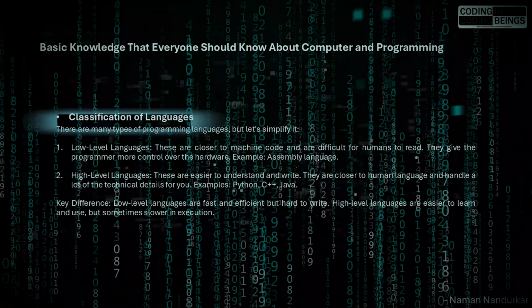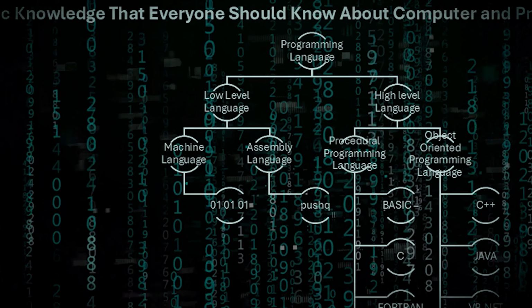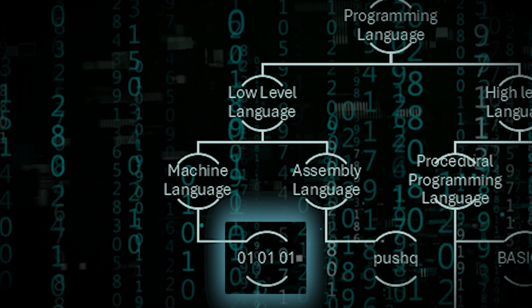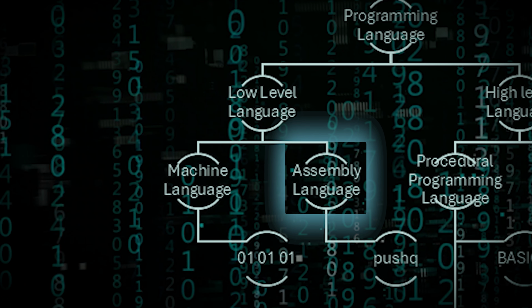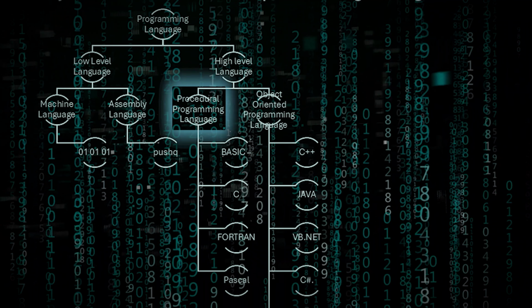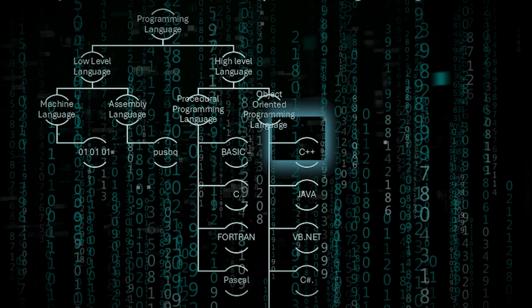The programming languages are classified into 2 types: low-level language and high-level language. In the low-level language, there is machine language, meaning 0 and 1, and assembly language. In the high-level language, there is procedural programming language, for example C programming language, and object-oriented programming language, for example C++, Java, .NET. Computer only understands binary language, that is 0 and 1.